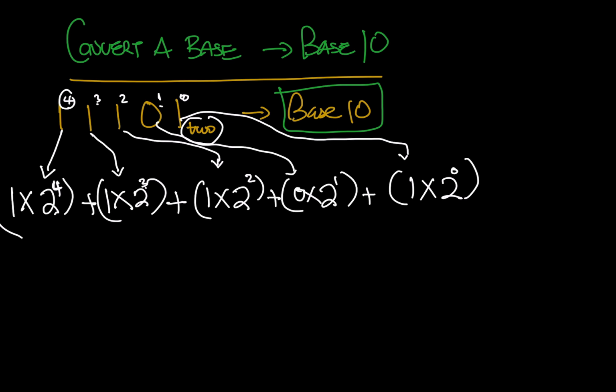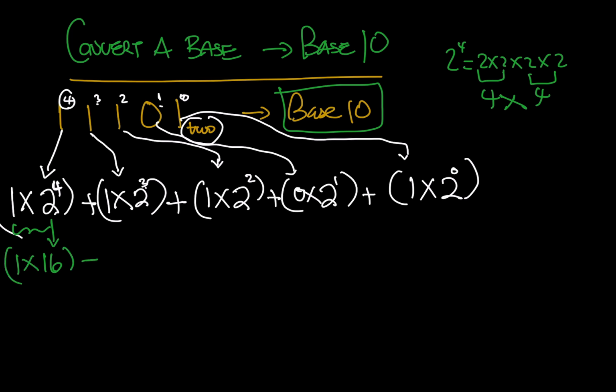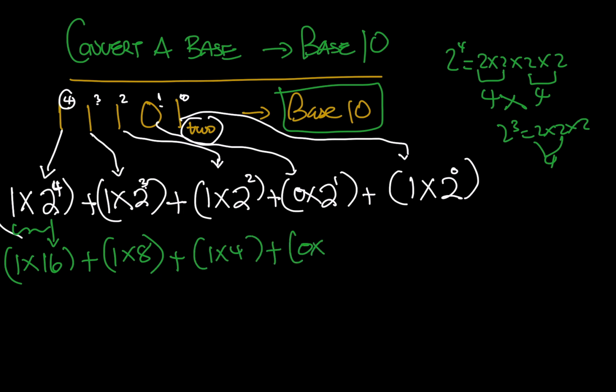Now here, we know that this is going to give us 16. How do we know that? 2 to the power 4 is 2 times 2 times 2 times 2. This is 4. That is 4. And we are multiplying. So 4 times 4 is 16. We have 1 times this. Plus, this is going to give us 1 times 2 cubed, which is 2 times 2 times 2. This is 4 times 2 is 8. Plus 1 times 4. Plus 0 times 2 plus 1 times 1.